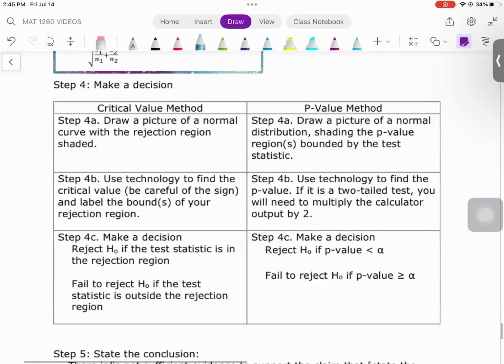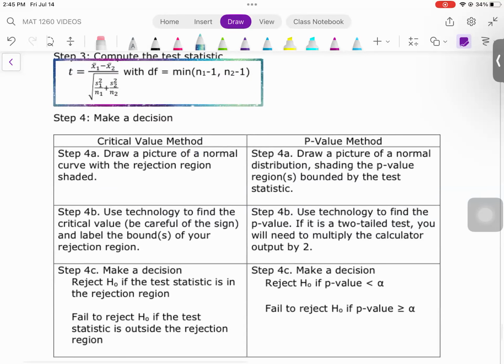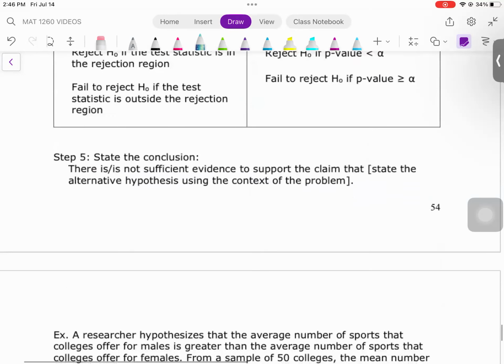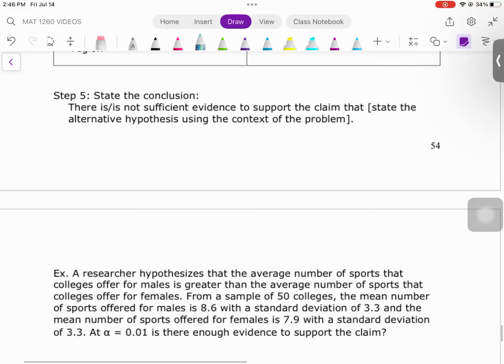Step 4, make our decision for the critical value method. Again, this is a t-test since we're dealing with means. For critical value, you'll use t.inv. For the p-value method, we'll use t.dist. And then step 5, we state our conclusion.